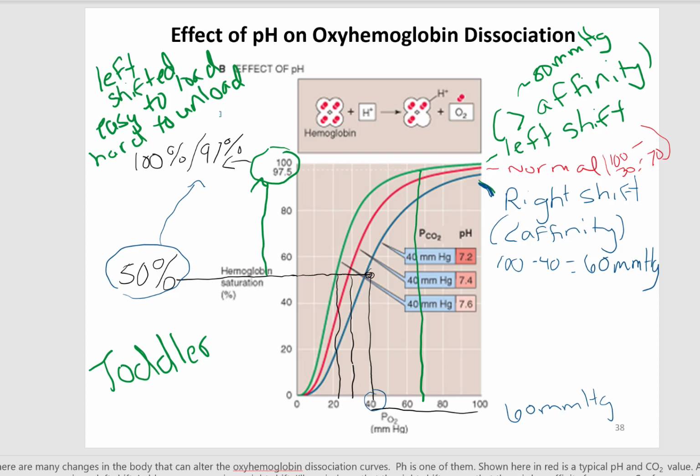Normal is in the middle. Normal is what I showed you about 5 slides ago. So this is for pH, hydrogen ions. And remember, I told you that hydrogen can bind to the histidine residues of any globin chain.